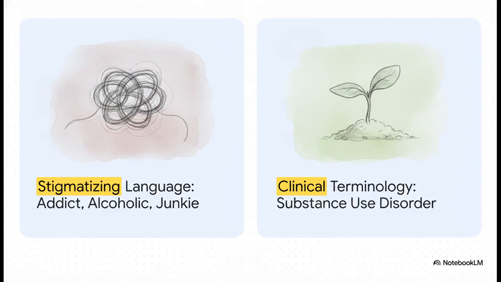But in modern clinical settings, we change our grammar. We use terms like substance use disorder or substance dependence. By saying a person with a substance use disorder, we're using a prepositional phrase. This grammatical shift is absolutely crucial because it shows that this is a condition they have, not who they are. It completely separates the human being from the disease. It's a subtle vocabulary shift, sure, but it provides the dignity and understanding required for recovery.